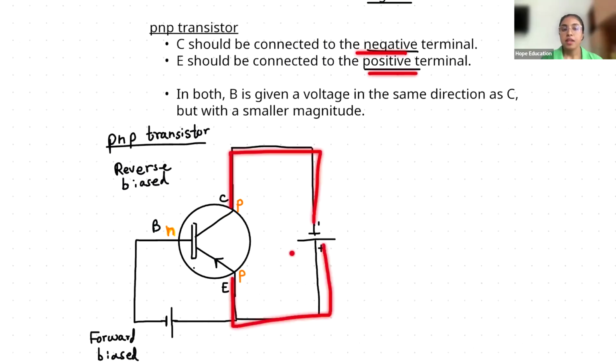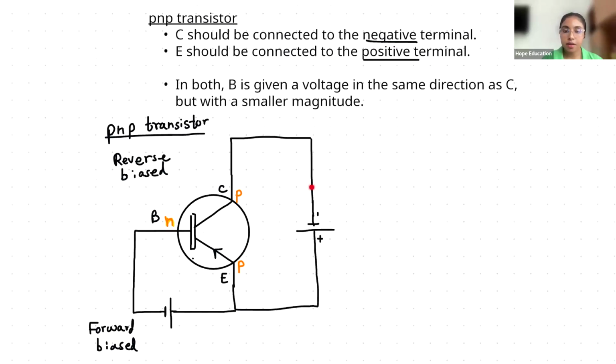That is also correct. Last again, B is given a voltage in the same direction as C but with a smaller magnitude. That means, in the outer circuit, how does the current go? In this direction. The current goes into the emitter, right? If you take base emitter, there also the current goes into the emitter. This is the positive terminal of the circuit. So in both, the current goes in the same direction. But here the voltage is lower than here.